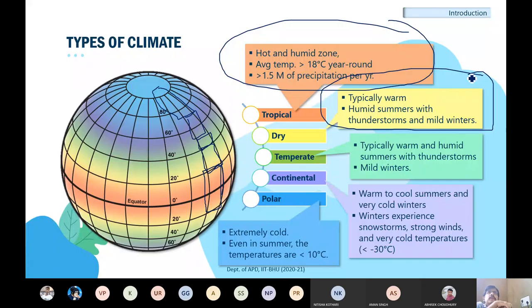We are seeing the tropical climate and the dry climates, right? Let us focus on this one and this one. Now, can you tell me, the dry climate, shouldn't it be near the equator, which is facing the sun?